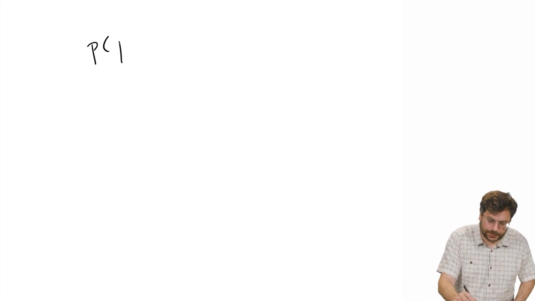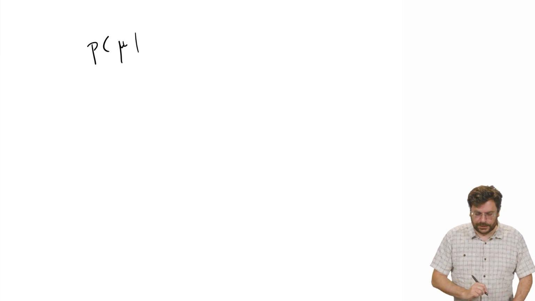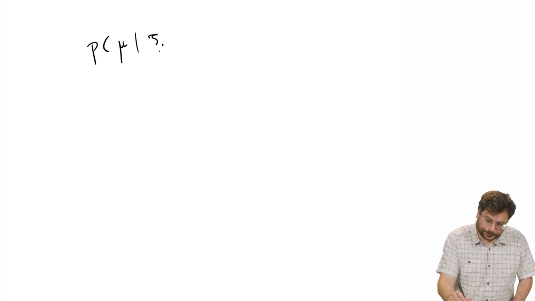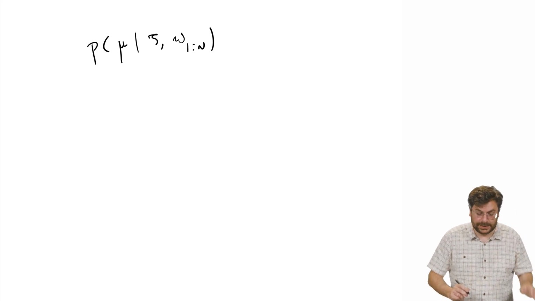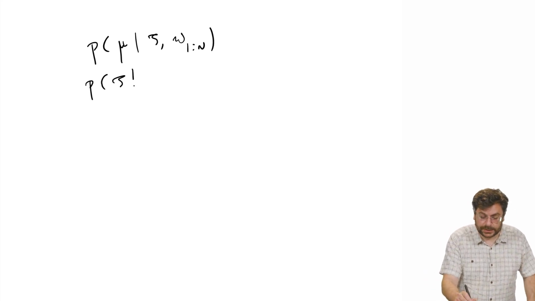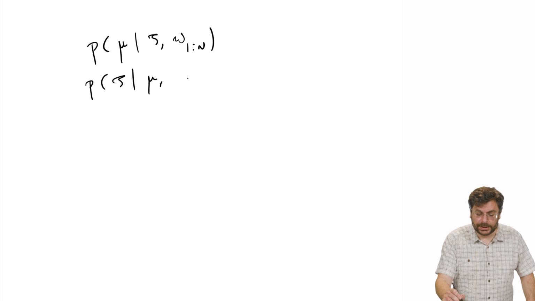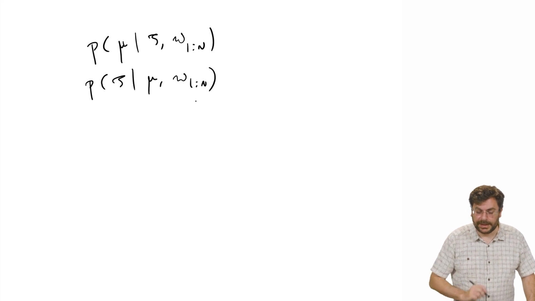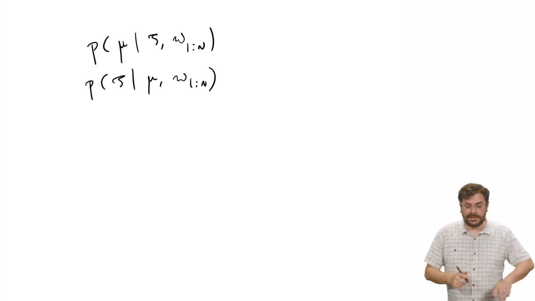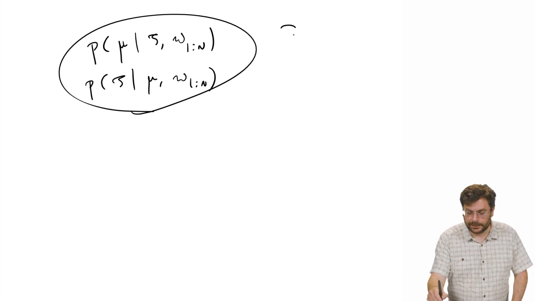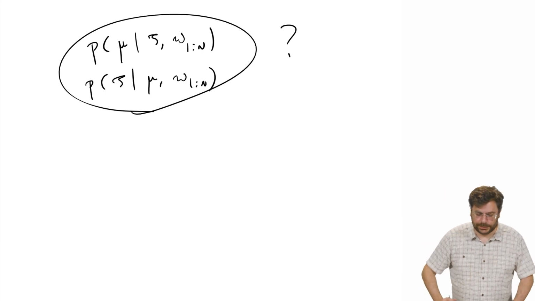Okay, so Gibbs sampling says that I would need to construct a p of mu conditioned on tau and the data, and I would also need to construct a p of tau conditioned on mu and the data. The only question is, how do I go about obtaining both of these conditional distributions?